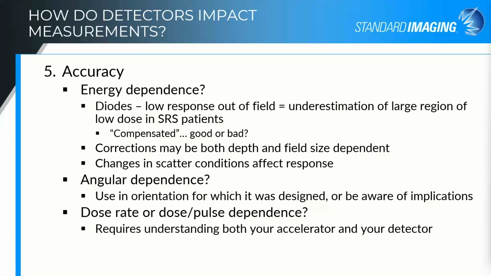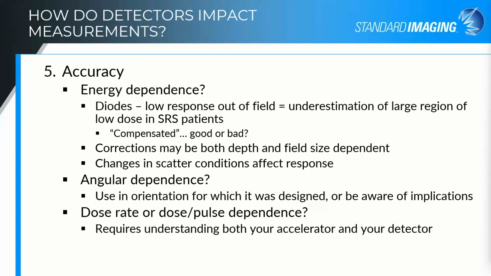Another way that detectors impact your measurements is just the accuracy of your detector. There are a lot of different characteristics of the detectors that can impact your accuracy depending on whether you are actively correcting for them or not. So for instance, energy dependence of a detector. Diodes are often low responders in the out of field portion of the scan, so if you only scan with diodes, you can underestimate that out of field dose, which if that translates into your treatment planning system, you might underestimate that large region of lower dose in your stereotactic patients.